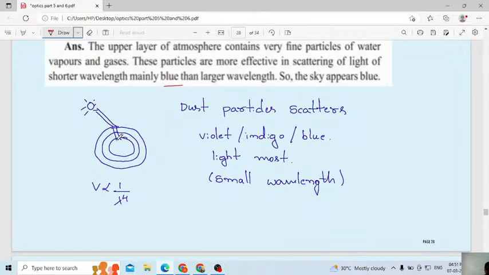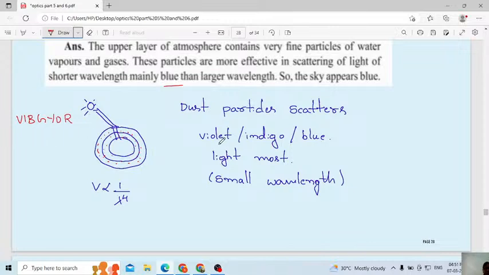Consider this is the earth. In the earth you have the different atmosphere. Then consider this is the sun. From the sun, rays are coming. Once they enter the earth's atmosphere, you can observe the scattering of light takes place. Normally you have VIBGYOR, seven different colors. Then see, when these light rays hit the dust particles, the scattering takes place.